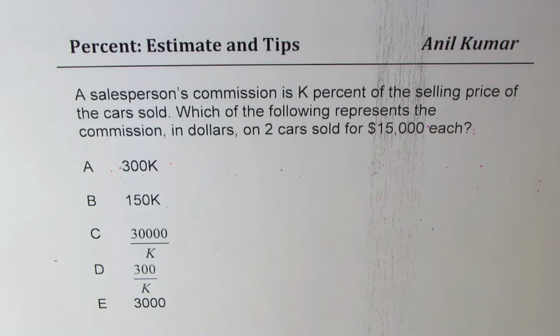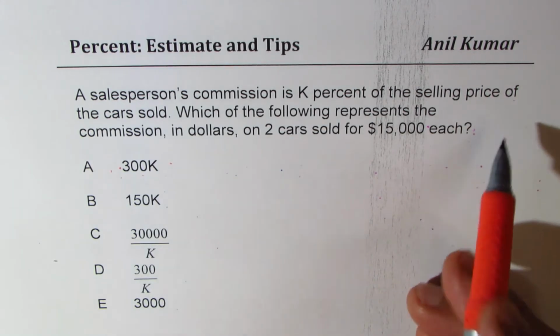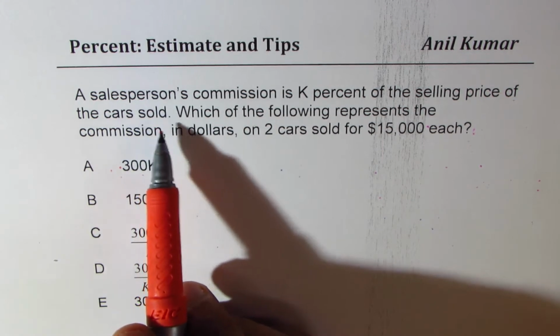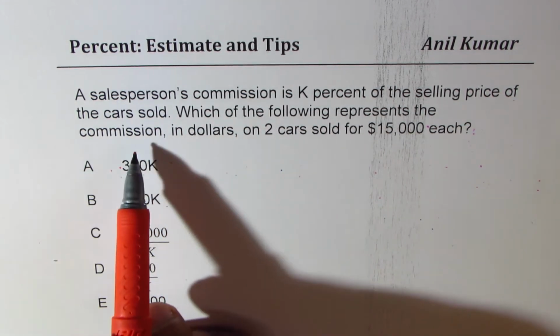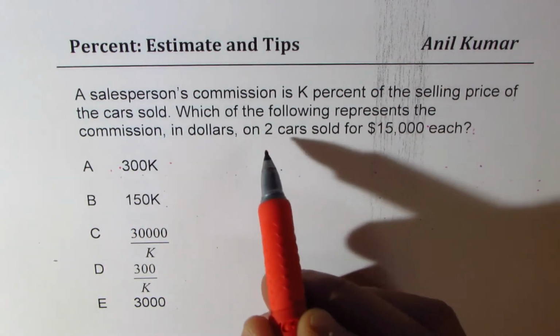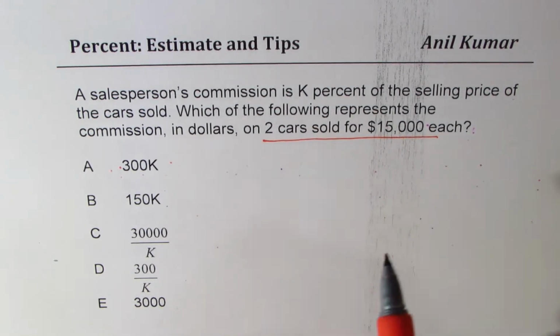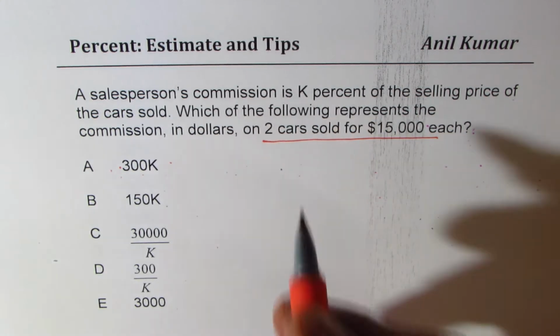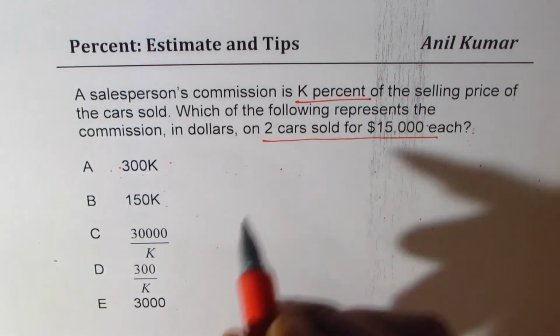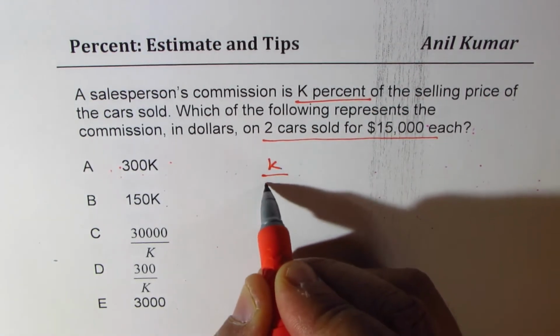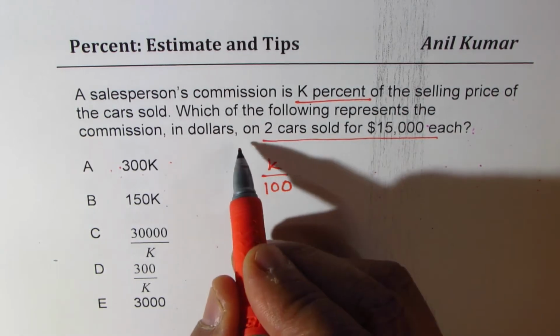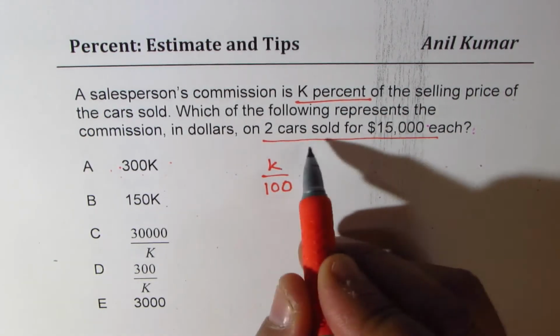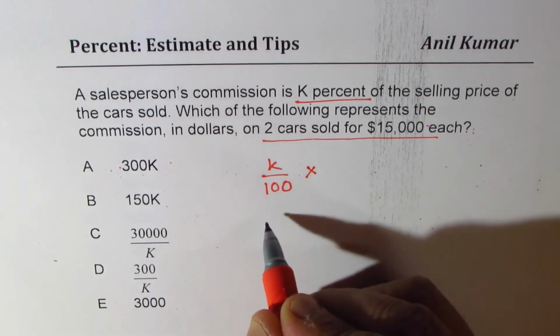The question is, a salesperson's commission is K% of the selling price of cars sold. Which of the following represents the commission in dollars on 2 cars sold for $15,000? So it is a commission K%. As soon as you read K%, it means K out of 100 of the selling price. Of means times.